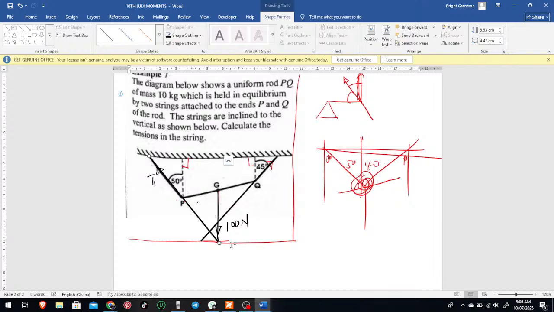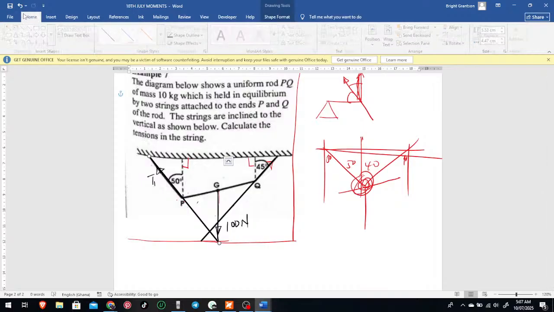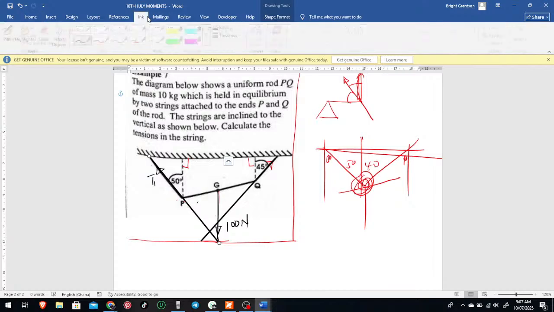So according to the book, they drew diagrams meeting at 90 to the vertical, or to the 100 newtons, right? And they resolved it with a vector approach. So let's see the way forward.